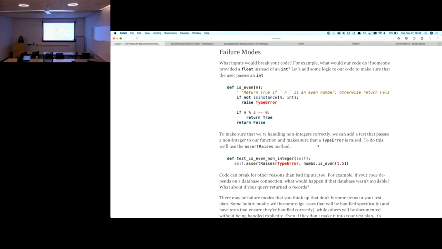And so there are other, code can break for other reasons as well.